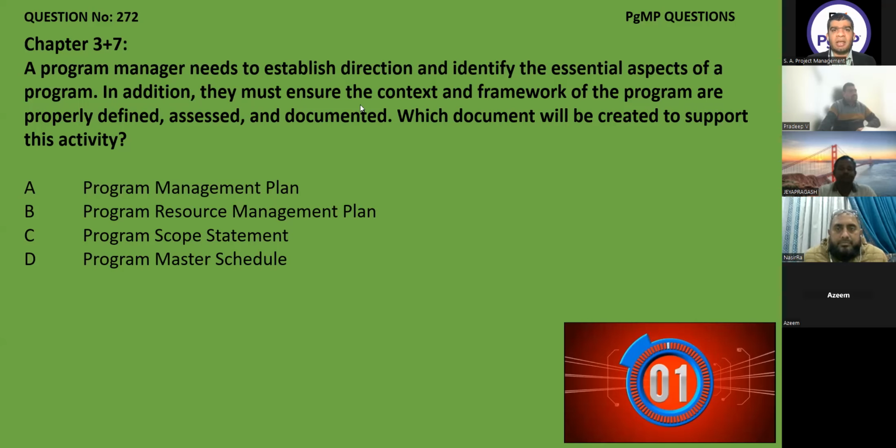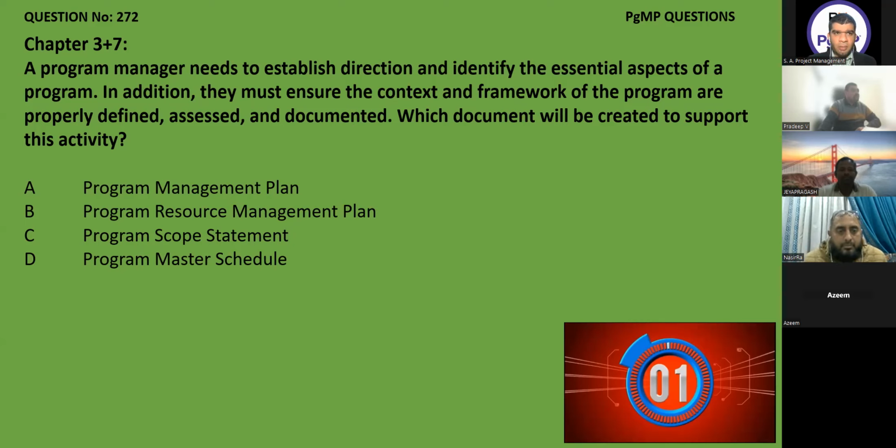So framework is always the baseline document or the high level document. That is the keyword here. Framework. Yes. Program resource management plan cannot be the answer because we're not talking about the resources here. So B is completely eliminated. Why D? Somebody gave D. So I eliminated A and B, and between C and D.